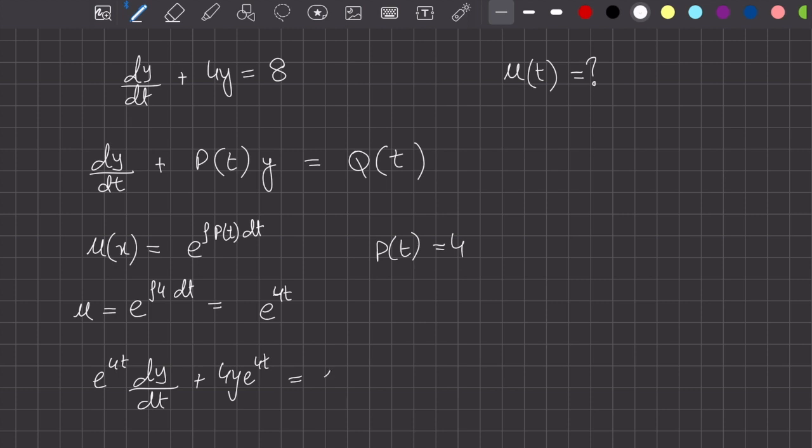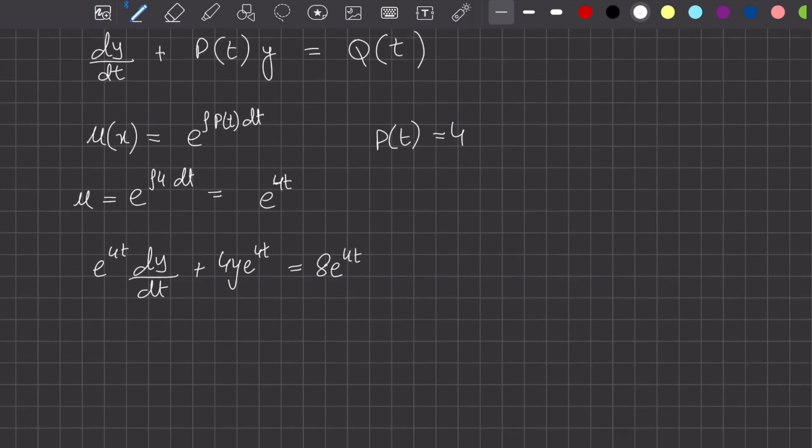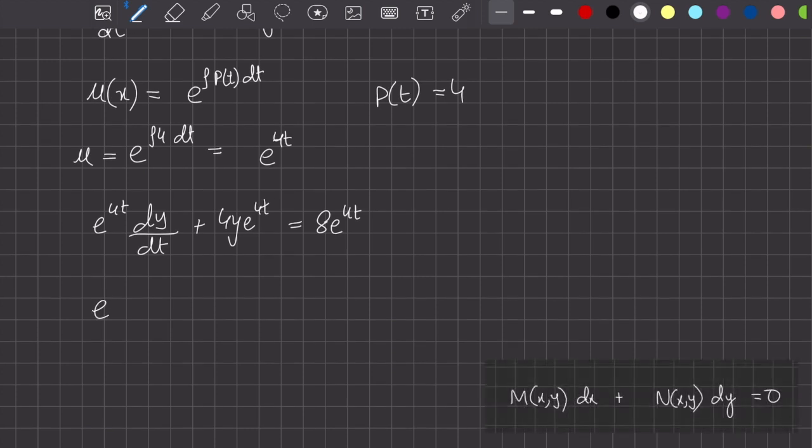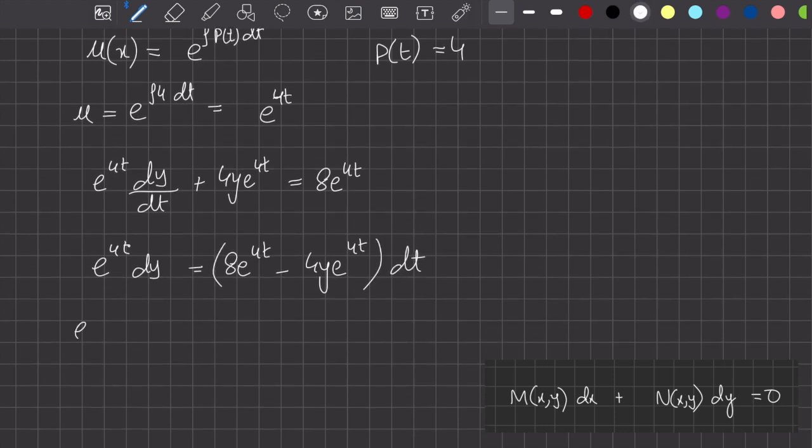Then to solve it, we have 3 methods. First, let's do it using the exact equations method, or the one we used last video. So we need to get it in the proper form, which requires us to take the 4y e power 4t term to the right side, and then multiply dt on both sides. Then we can take this term back to the left side, and we can see that it is in the perfect form.